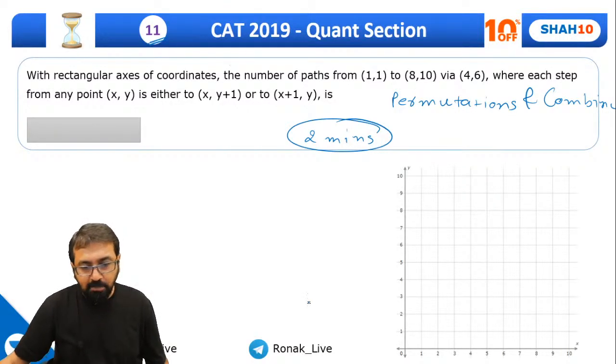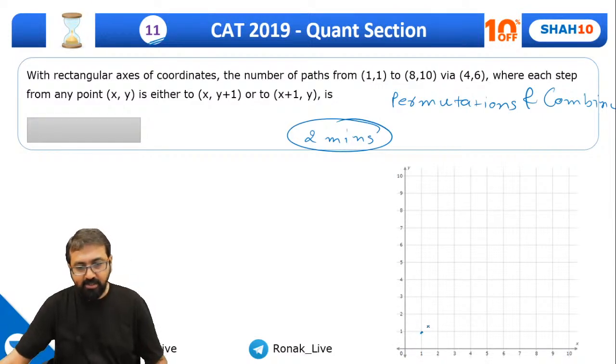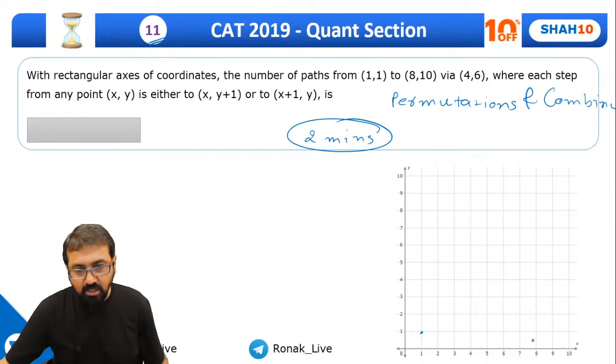Let me just plot the points. I have also shown the graph over here. So this here is 1 point, and 8, 10. So x is 8, y is 10. So this is that point 8, 10. From this point you want to go to this point. So it's a grid like this one.